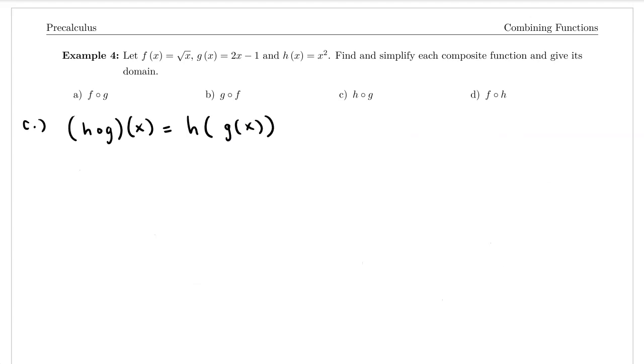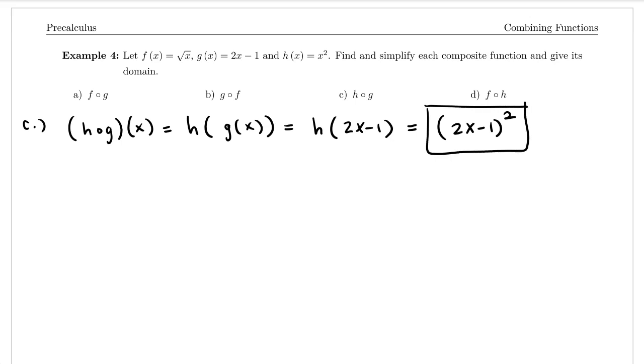Alright, so it looks like we have the word hog, but that's not what that is. It's read as h composed with g, and that is equal to h of g of x. So here now I'm going to replace g of x with 2x minus 1, and then anywhere I see an x in my h function, I'm going to replace it with 2x minus 1. So I'm going to have 2x minus 1 quantity squared. I'm not going to require that you multiply this out, so it's fine that you leave it like this. This is a quadratic function, and the domain of a quadratic function, unless restricted, is always going to be all real numbers. So here's the domain for part C.